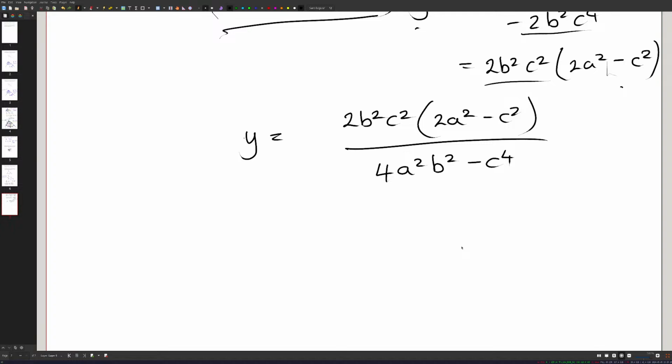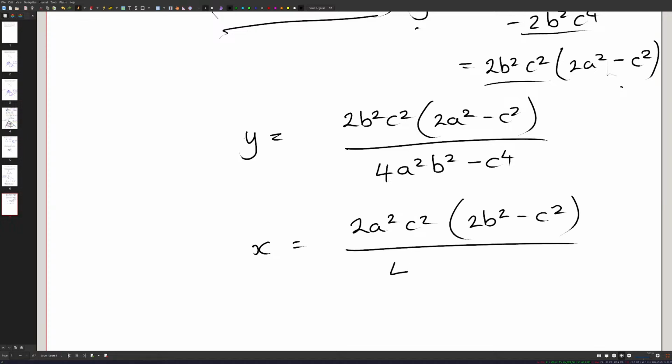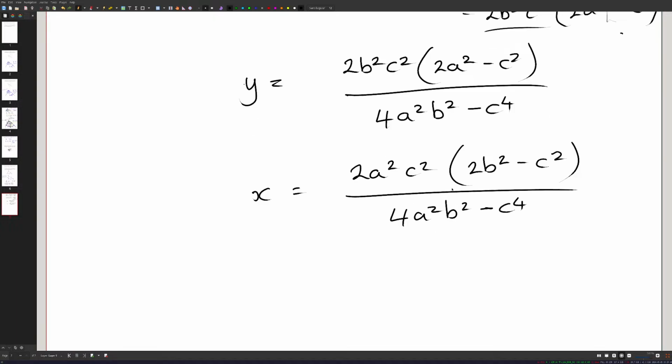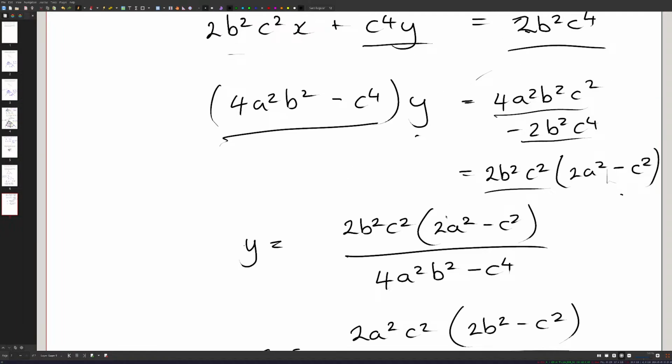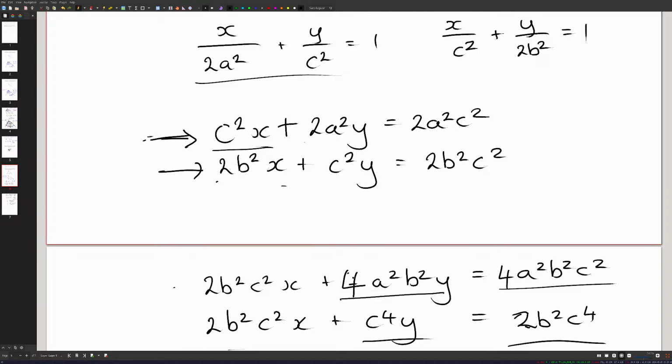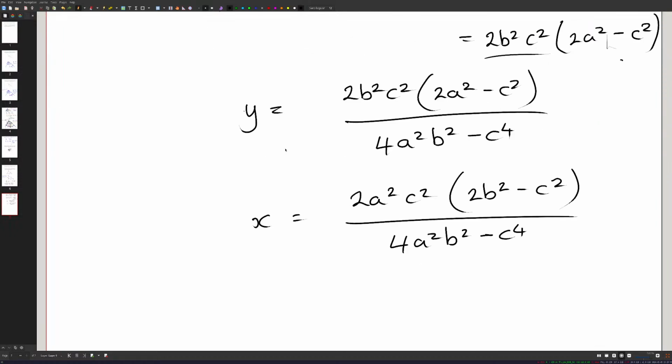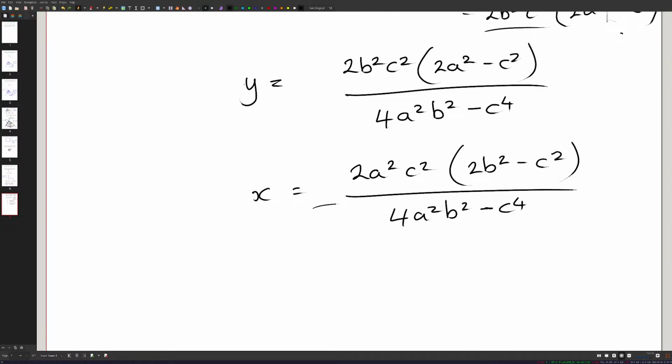And I'm guessing if you did the same thing with x, you're going to get something like x is equal to 2a squared c squared times 2b squared minus c squared over 4a squared b squared minus c to the 4. We can probably double check that and actually solve the equations, but this is just by symmetry, by swapping the roles of A and B, because these equations are the same except for switching A and B around. So that's why this is my guess for the value for x, that you get the same thing just with A and B swapped around.